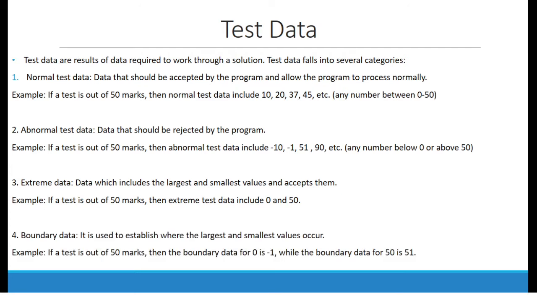Boundary data. It is used to establish where the largest and smallest values occur. For example, if a test is out of 50 marks, then the boundary data for 0 is minus 1, while the boundary data for 50 is 51. So, minus 1 and 51 will be rejected.